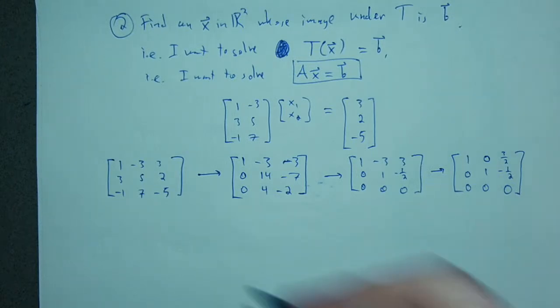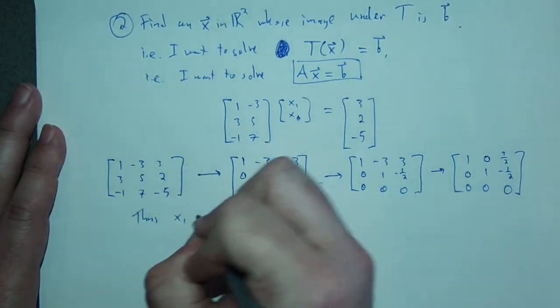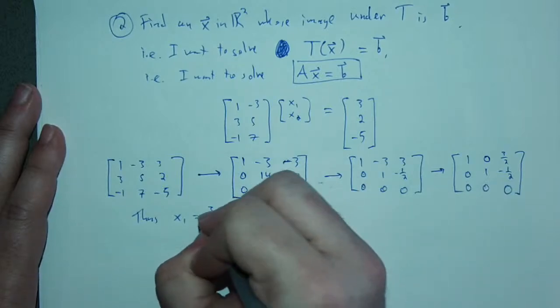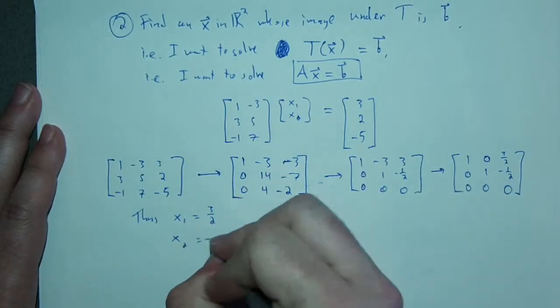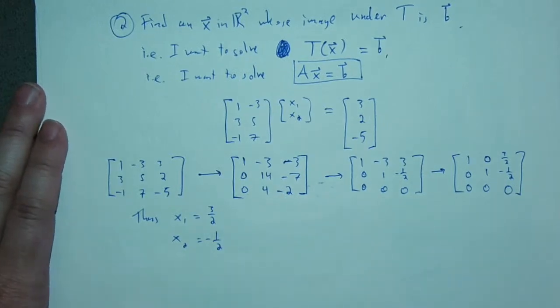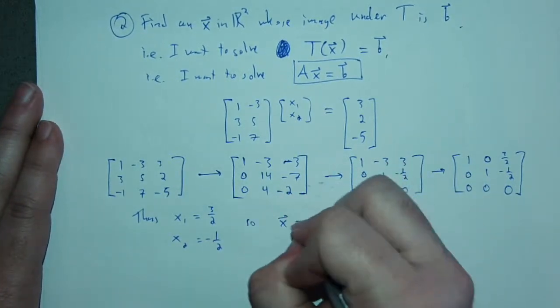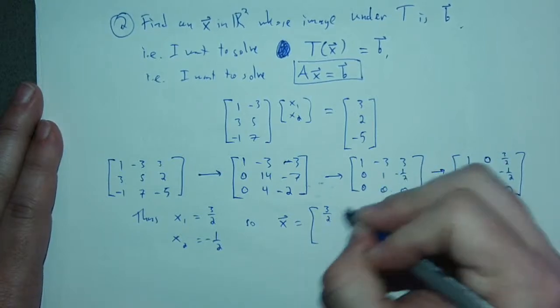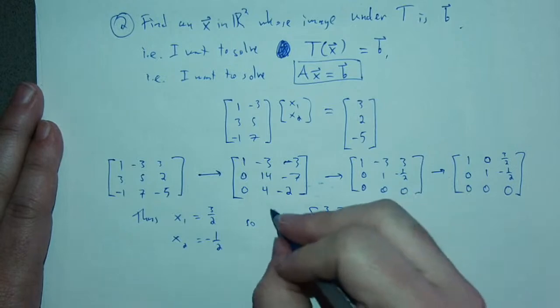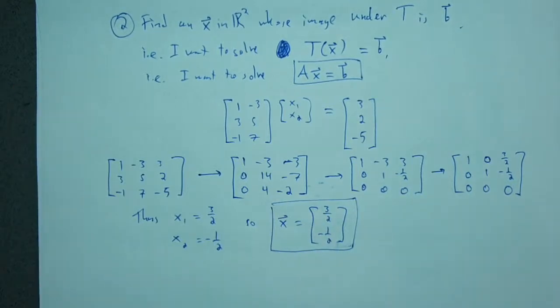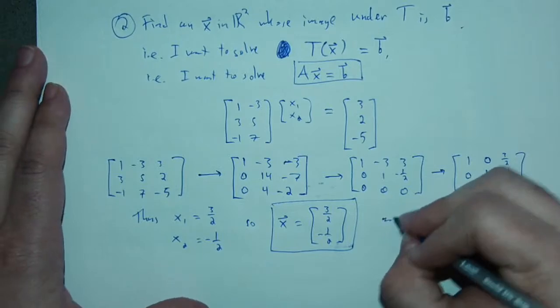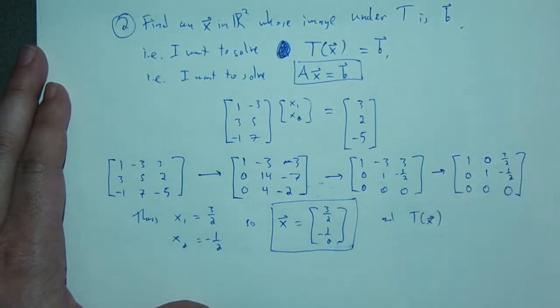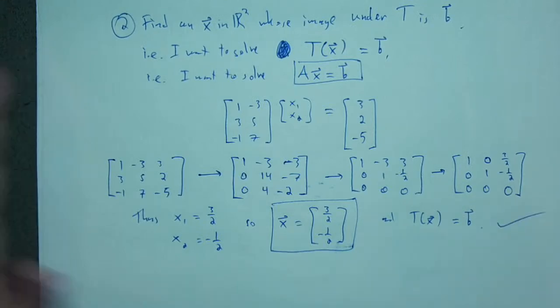Okay. Thus, x sub 1 is 3 halves. x sub 2 is minus 1 half. All right. So x is the vector 3 halves, minus 1 half. And you can check, if you want to, that T of x is equal to b. All right. So that's how that goes.